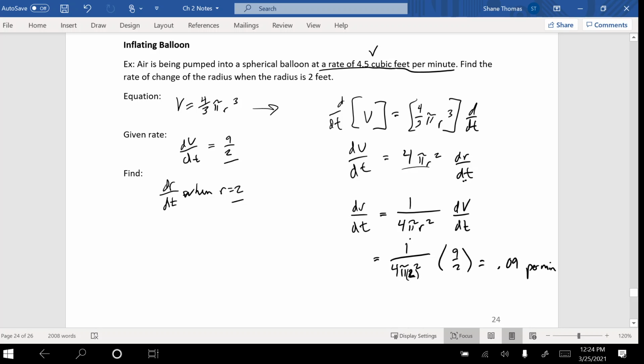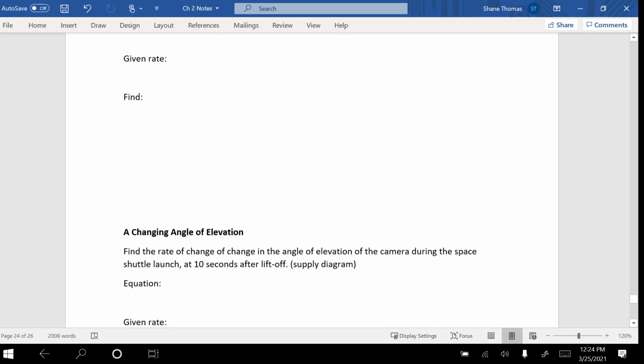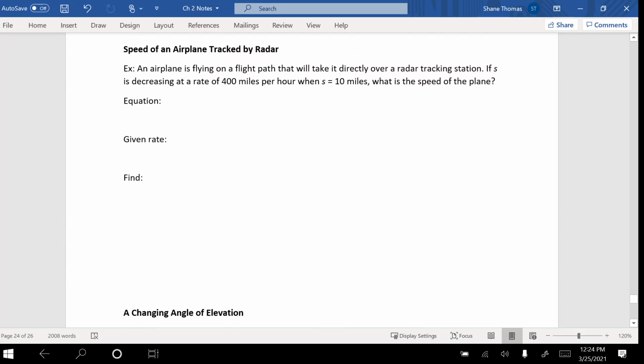Yeah. All right. So let's do speed of an airplane tracked by radar. An airplane is flying on a flight path that will take it directly over a radar station. If S is decreasing at a rate of 400 miles per hour when S is 10 miles, what's the speed of the plane? There's a lot of stuff going on here right now, isn't there?